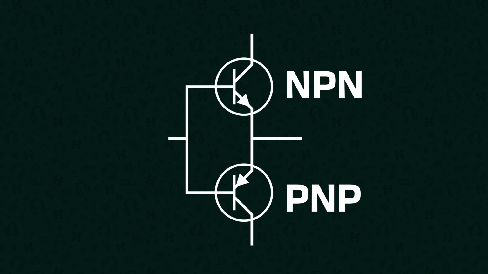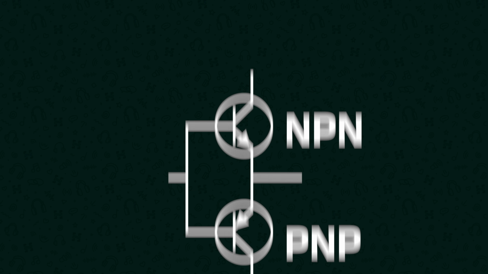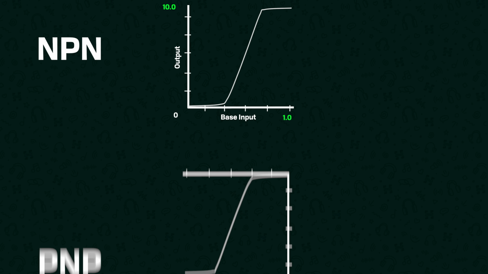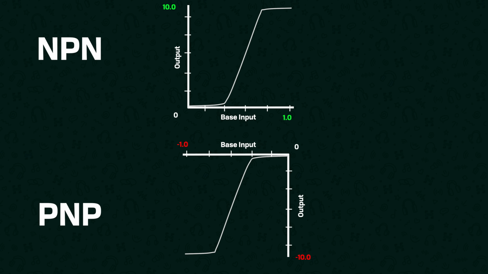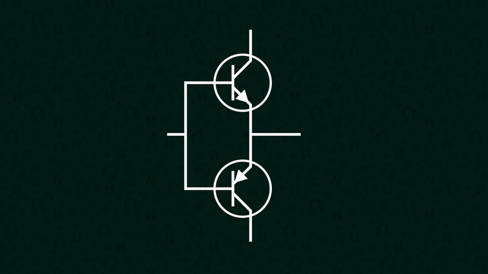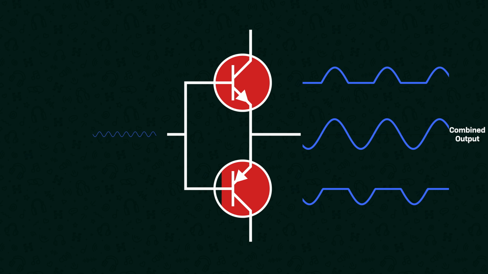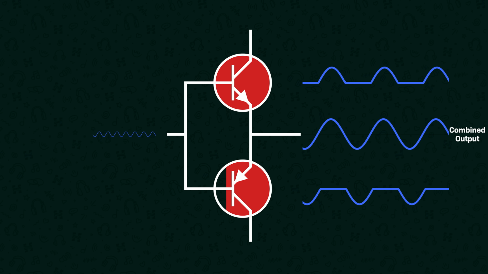But the bottom one is a PNP or positive-negative-positive BJT, and the key difference here is that where the NPN transistor activates when you apply a positive signal to the base, the PNP transistor activates when you apply a negative signal to the base. This means that when we feed our small input signal, the positive half activates and is amplified by the NPN transistor, and then when it becomes negative, the NPN transistor turns off, and instead, the PNP transistor activates and amplifies the negative half.